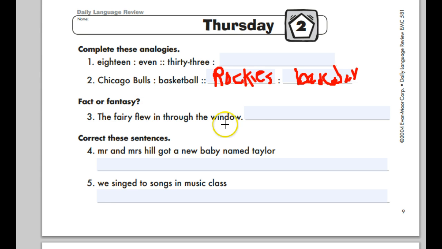Fact or fantasy. The fairy flew through the window. The fact that this could not happen and it's kind of magical makes it fantasy. Fantasy is something that doesn't really happen. Oops, my pen is not working well right now.